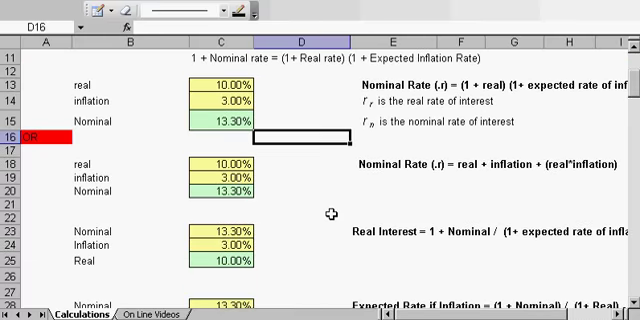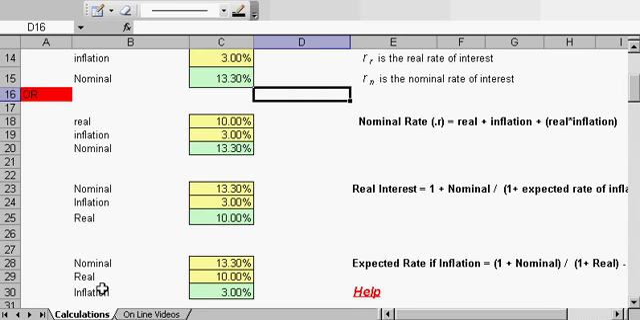Well, we could move that equation around and solve for the nominal rate. We have two ways to solve for the nominal rate, just with the equation made a little different. It's basically the same thing. Over here we can solve for the real rate, and we can solve for the inflation rate. It's all the same formula. We also have a nice help document here if you need that.